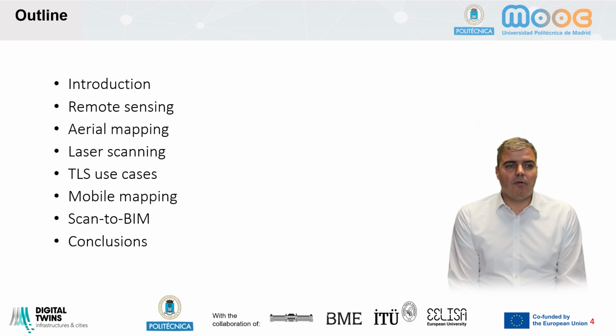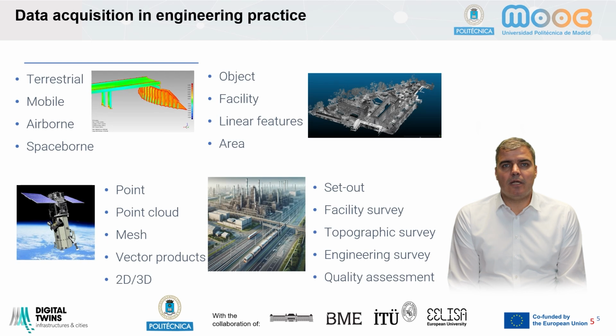So when we are talking about data acquisition, we are talking about gathering geometric and attribute data. We can distinguish these technologies based on whether they are on the ground, so terrestrial technologies, whether the platform is moving, so these are the mobile technologies, or the platform and the sensor is in the air, these are the airborne technologies, or in space, these are the spaceborne technologies.